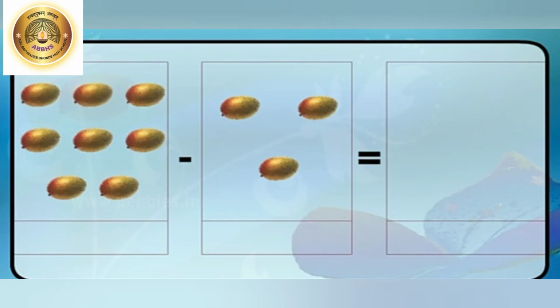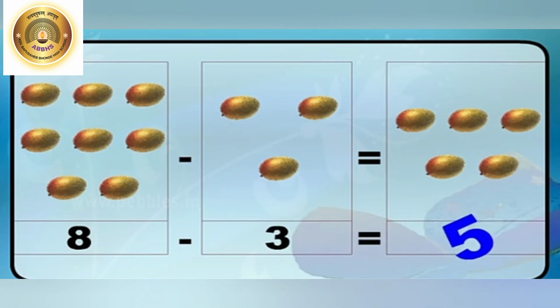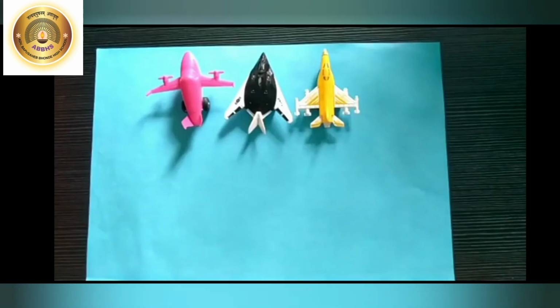There are 8 mangoes. If you ate 3, how many will be left? 1, 2, 3 have been eaten. So how many are left? 5. Yes, 5 will be left behind. You will write it as 8 minus 3 is equal to 5.